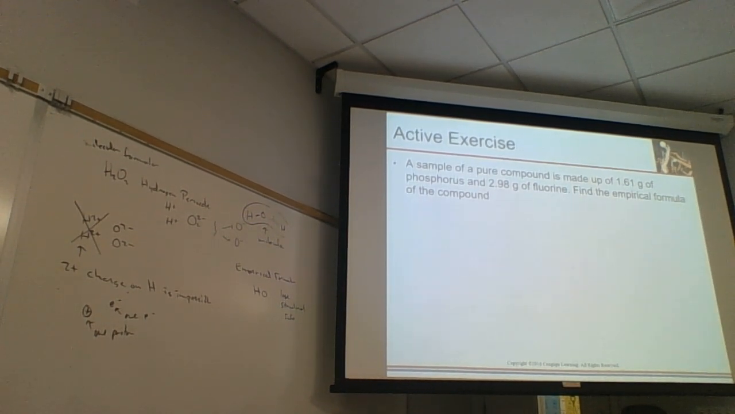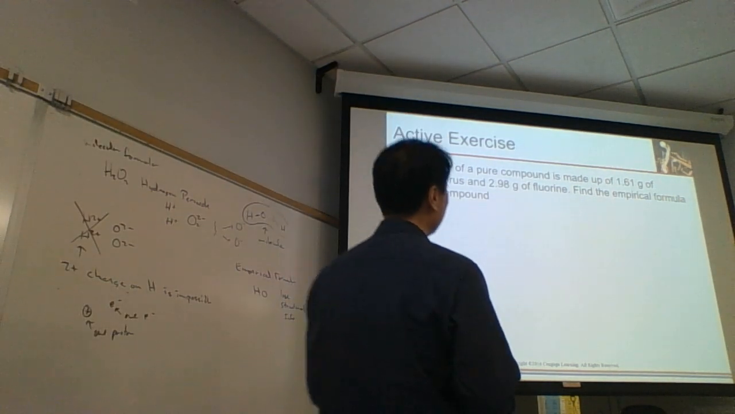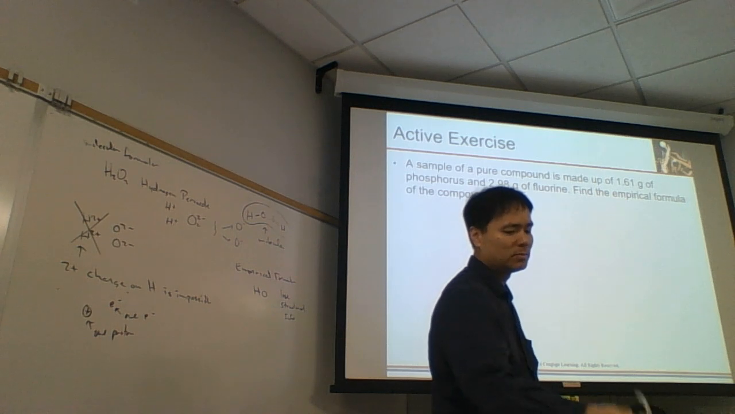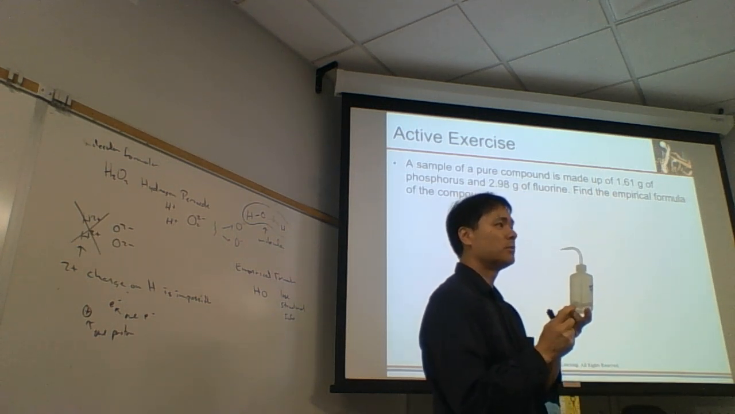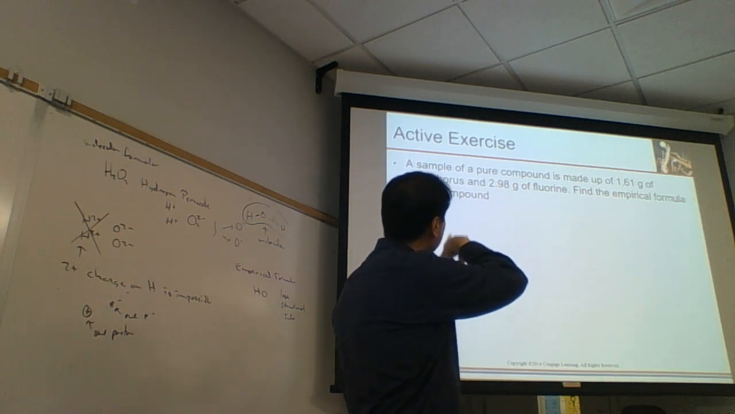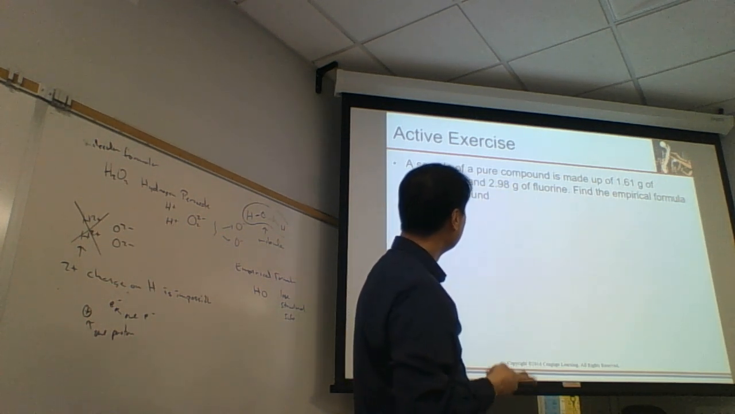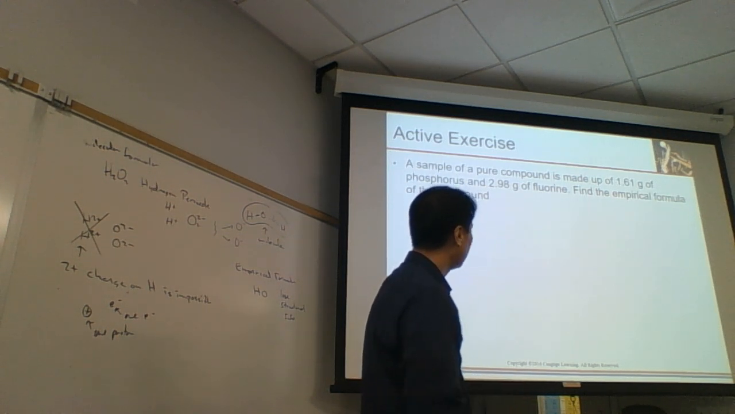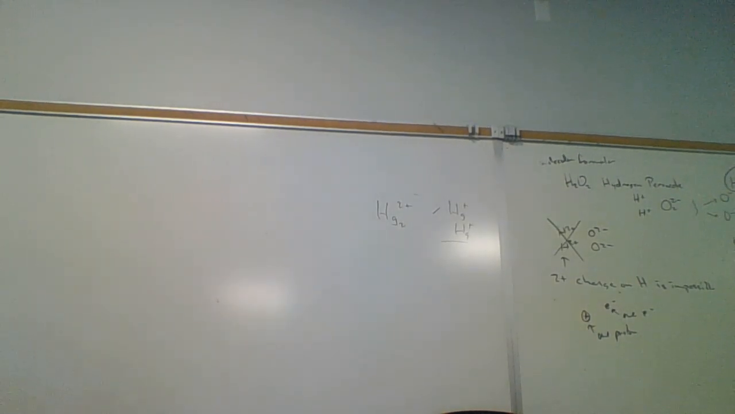What we're interested in is composition. Here is a perfect example, a pure compound. If we want the composition of a mixture, we can try to get it, but typically we want the composition of a pure compound. Let's say this liquid has been purified. What is the composition of this liquid? What they're saying here is a sample of a pure compound is made up of 1.61 grams of phosphorus and 2.98 grams of fluorine. Where that came from is this. Let's say we take an unknown substance.